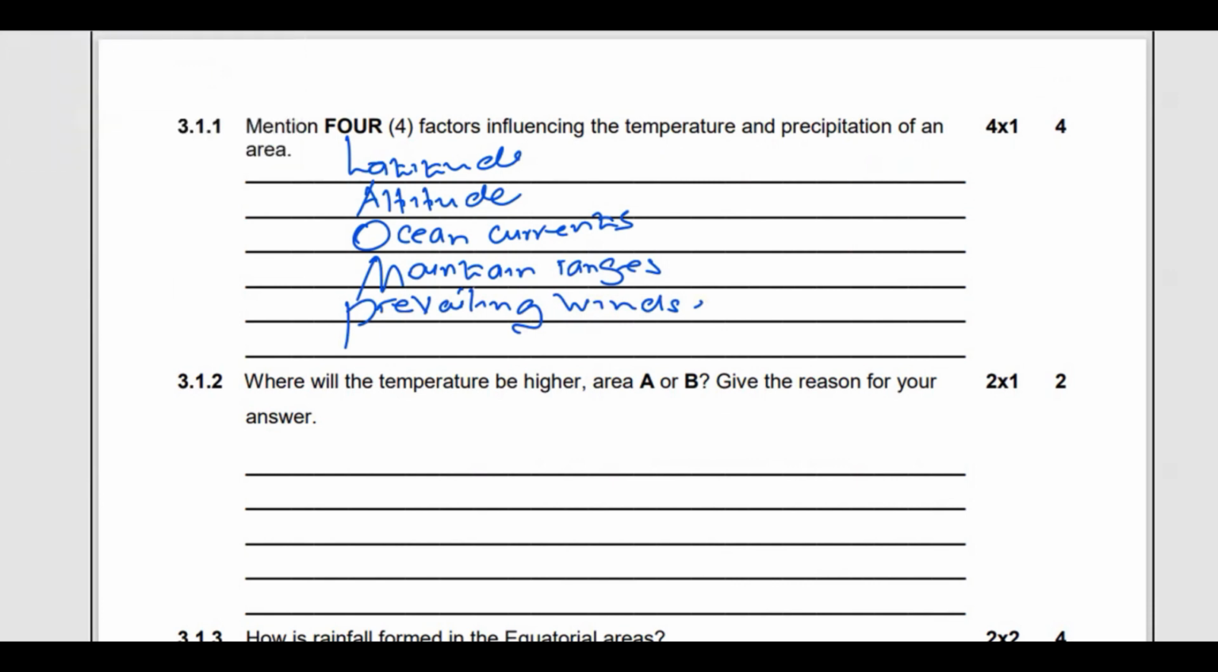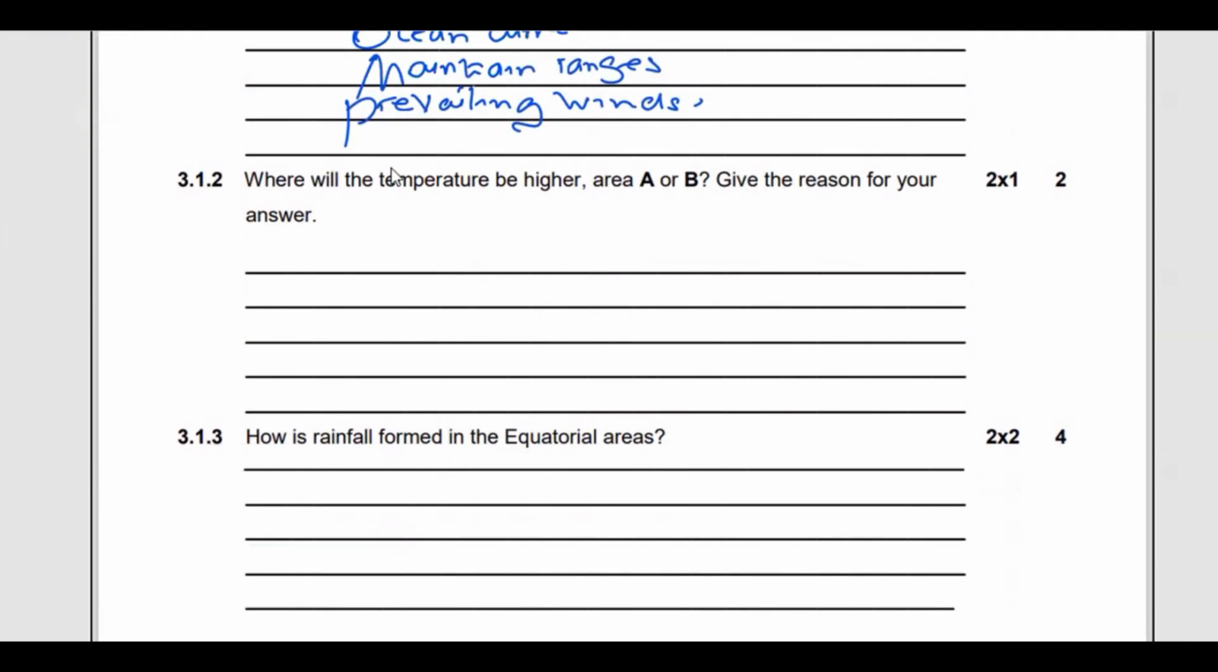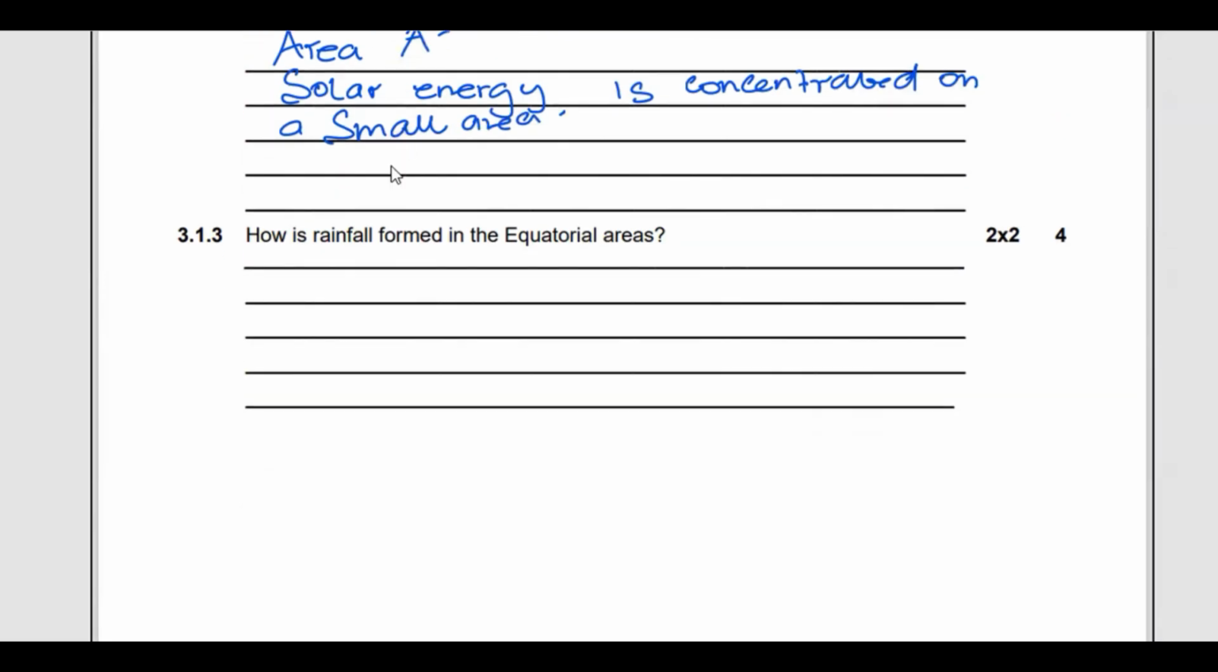Where will the temperature be higher? Area A or B? Give the reason. The temperature will be higher in area A. Why? Solar energy is concentrated on a small area.